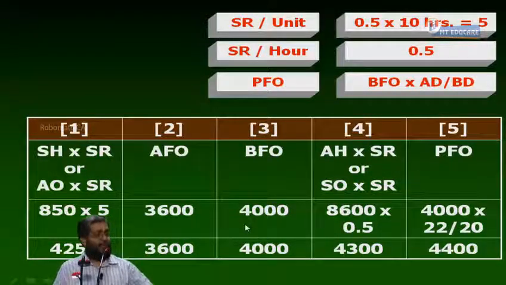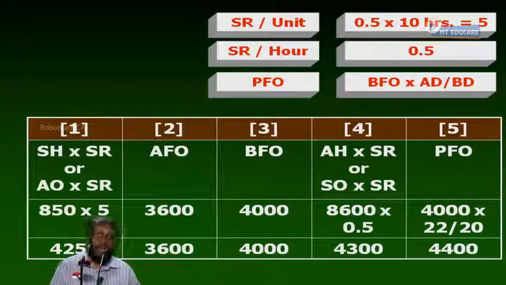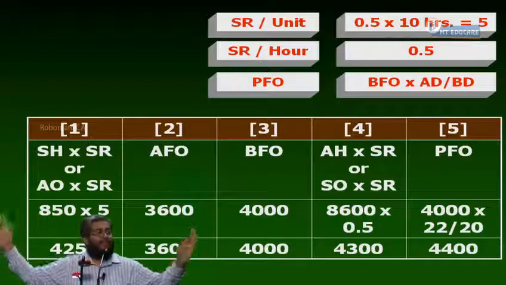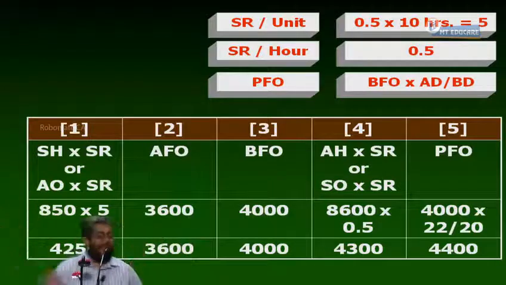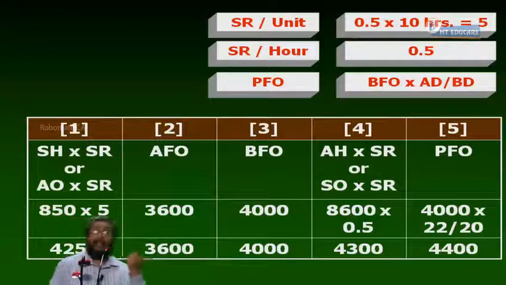I targeted to produce 800 units by spending 4,000 rupees of fixed cost. So this is my budgeted fixed expenditure. Actually, I produced 850 units by actually spending 3,600 rupees. This is actual fixed overheads. The third column is budgeted expenditure, and then actual expenditure. There's no problem at all. But then what is column 1?